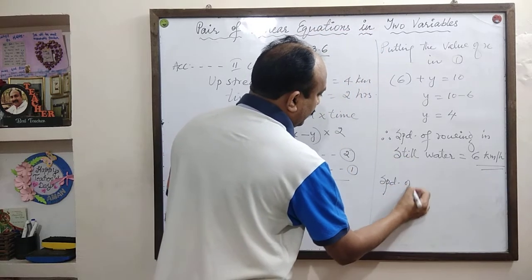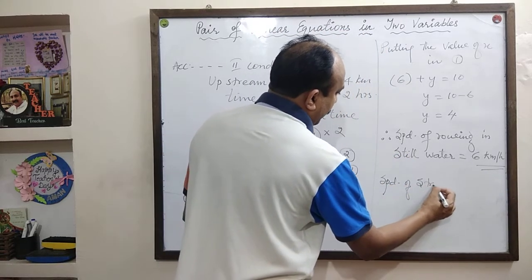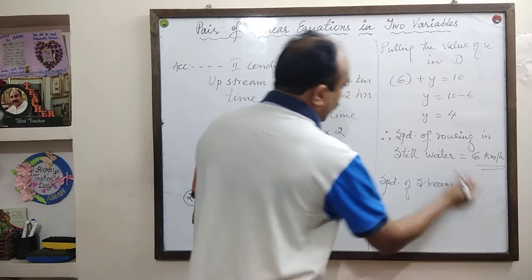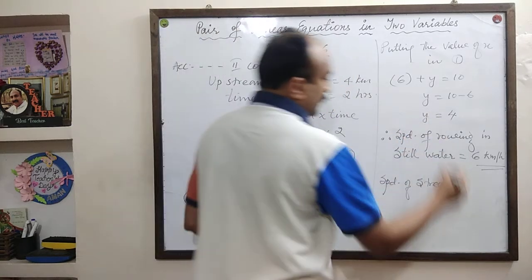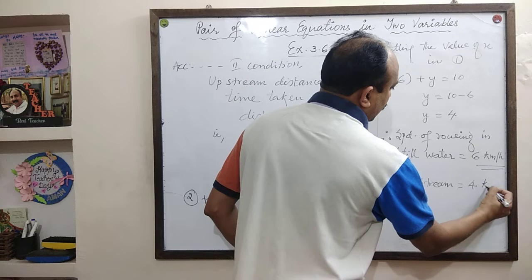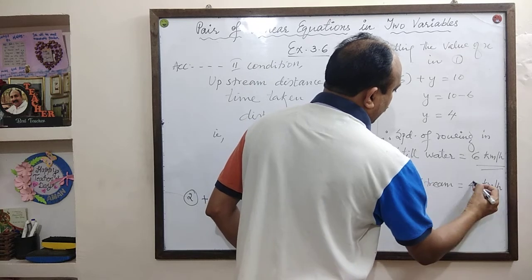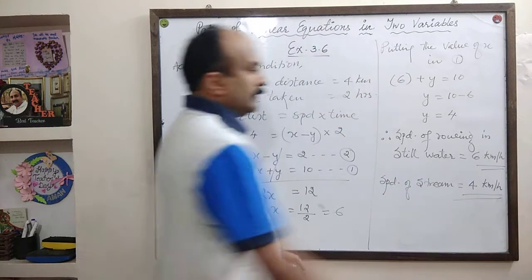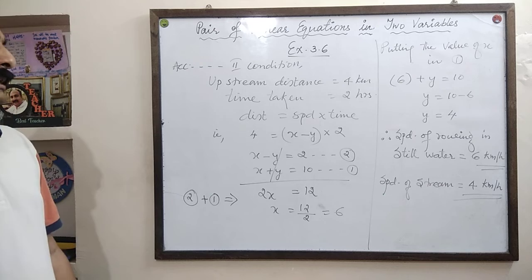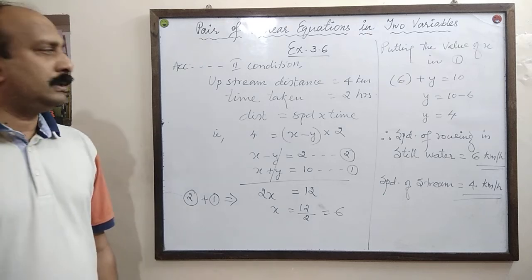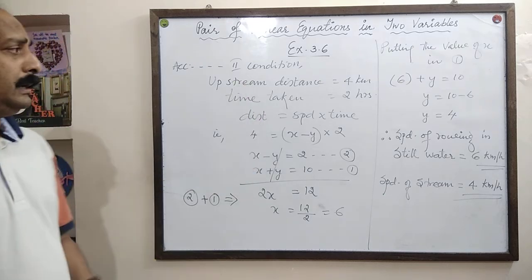Speed of stream, or y means speed of stream. Answer is 4. So put the unit, 4 kilometer per hour. So we got the answers 6 and 4. I hope all of you understood. Please remember that one point.